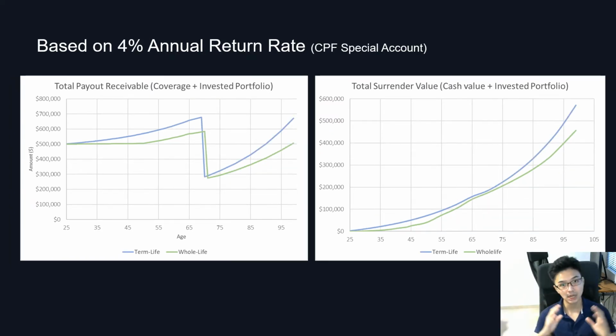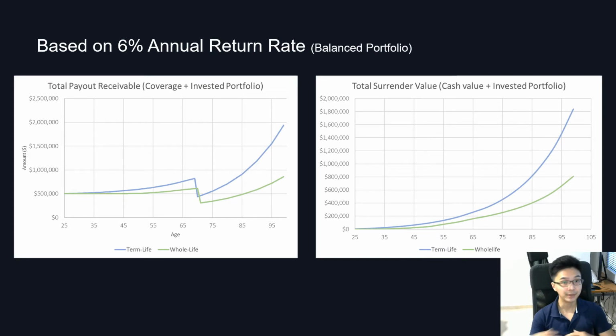Based on a 4% annual rate of return, which is the more accurate basis of comparison in terms of risk-adjusted return, we see that the use of term life is very much similar to the use of whole life policies. Now, based on a 6% annual return, however, the use of term life is evidently better as compared to whole life insurance, both in terms of the payout as well as the surrender value itself.